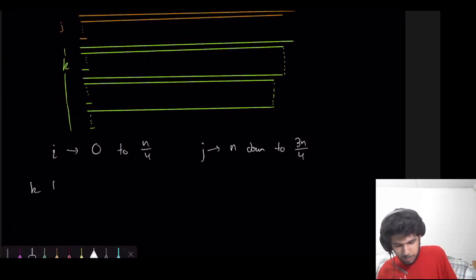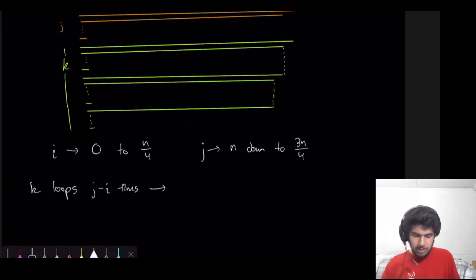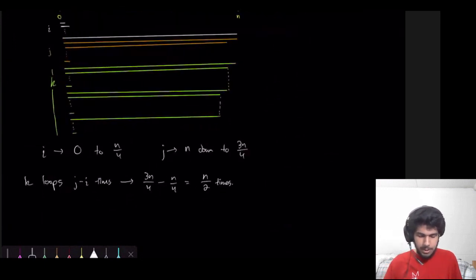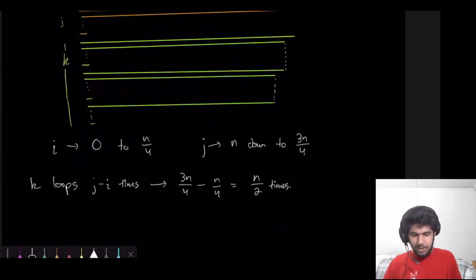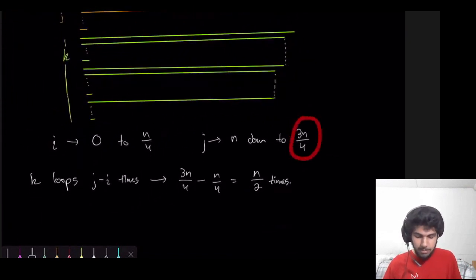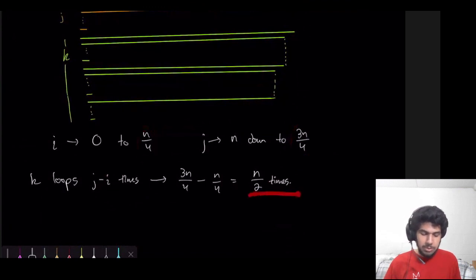And we know that k loops j minus i times. So how many times is this? Well, we can compute 3n over 4 minus n over 4. That's equal to n over 2 times. Right? In the worst case, when j is at its minimum and i is at its maximum, this will run n over 2 times. Remember, now we're trying to find a lower bound, so we want to find the least amount of times it runs, and here it's n over 2 times.